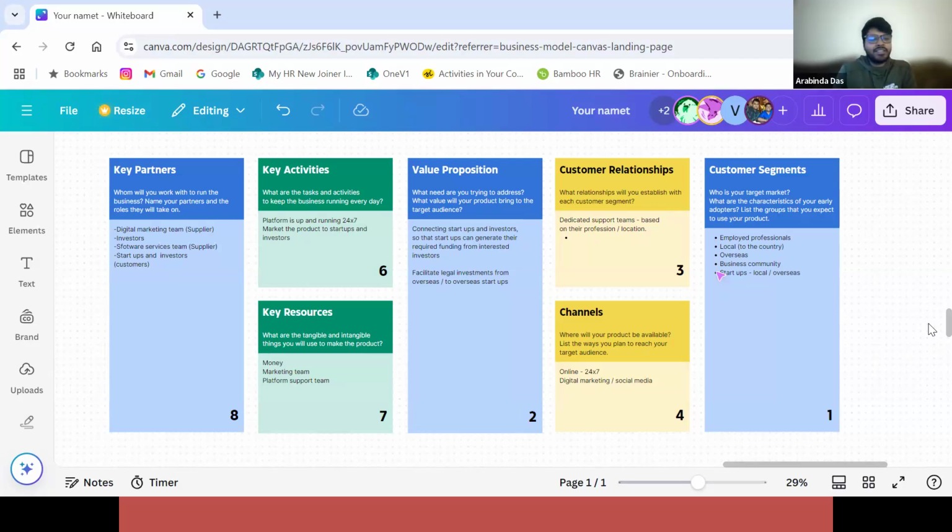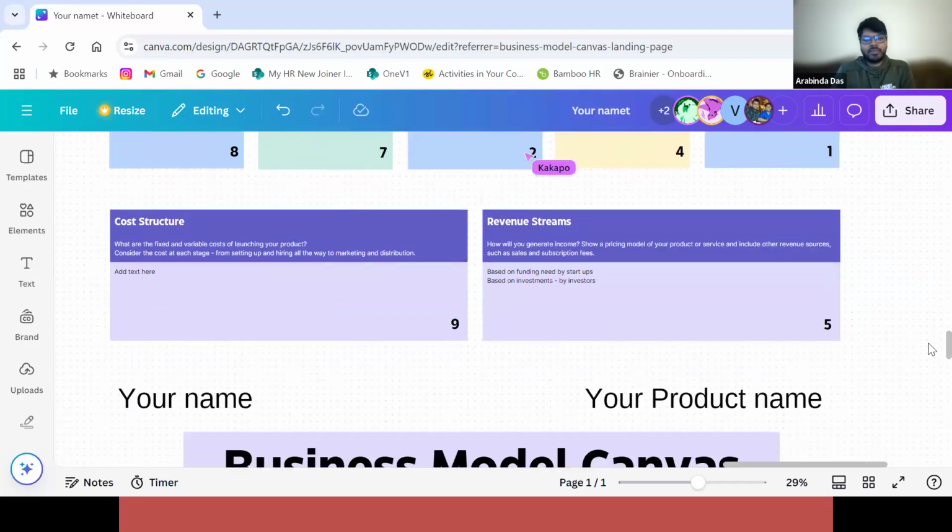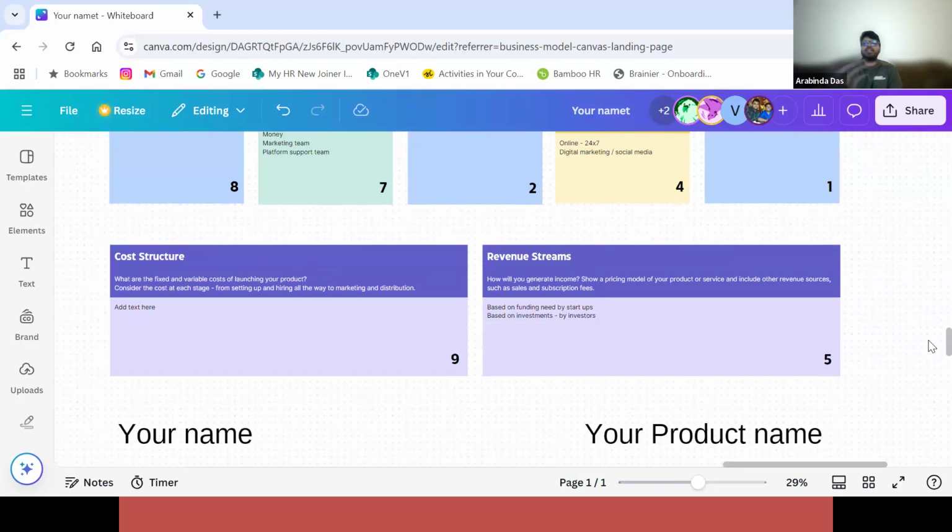Key partners, digital marketing team, investors, absolutely fine. Those might be the key partners. Revenue streams based on funding needed by startups, based on investment by investors, absolutely okay. Cost structure, of course, is the cost going from the company to build that product. That's fine. It's okay if you have not finished that up.